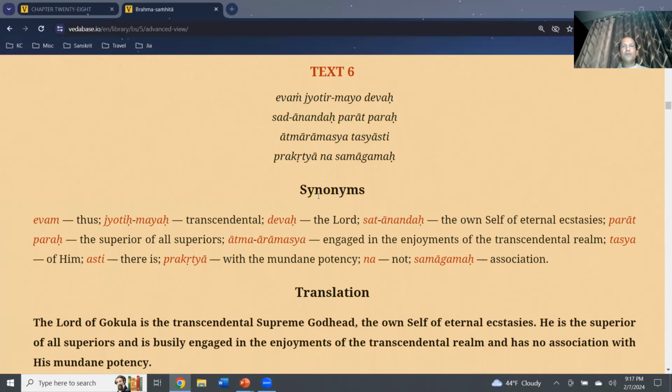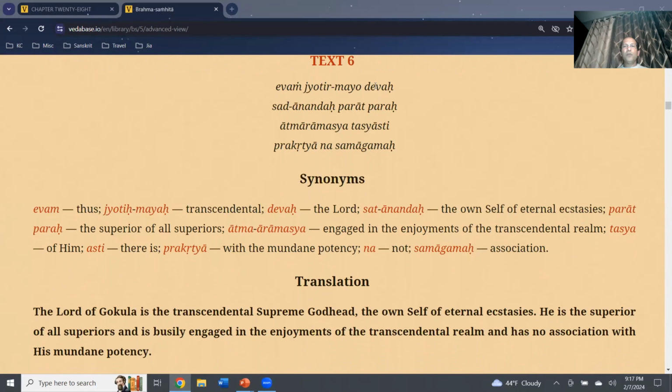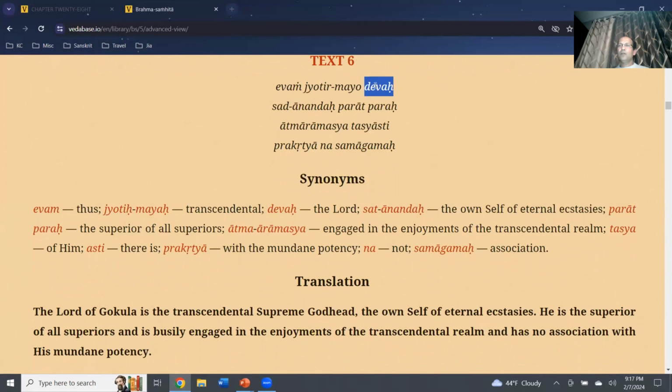Here it is further said that Deva, the Supreme Lord there in Goloka Vrindavan, that is Kṛṣṇa, is transcendental. He is jyotir-mayo, beyond the material tinge. And then sad-ānandaḥ, he is always in eternal ecstasy, and he is the supreme among all the supremes, all the superiors, parāt paraḥ.